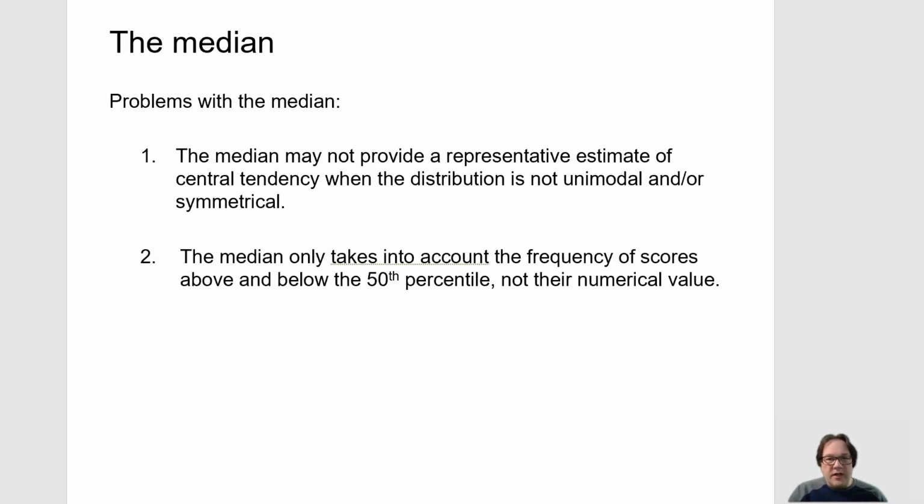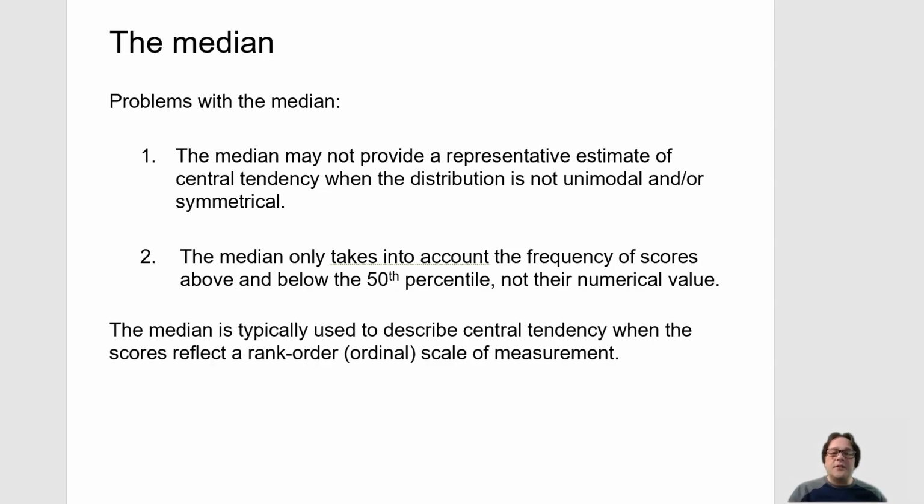But another issue that might arise with using the median is that it only takes into account the frequency of scores above and below the 50th percentile. It does not take into account the numerical value of those scores. So are we really getting an accurate representation of our distribution using the median if we're not taking into account the values of the scores, if we're only looking at the frequency at which those scores occur? You're not guaranteed that, right?